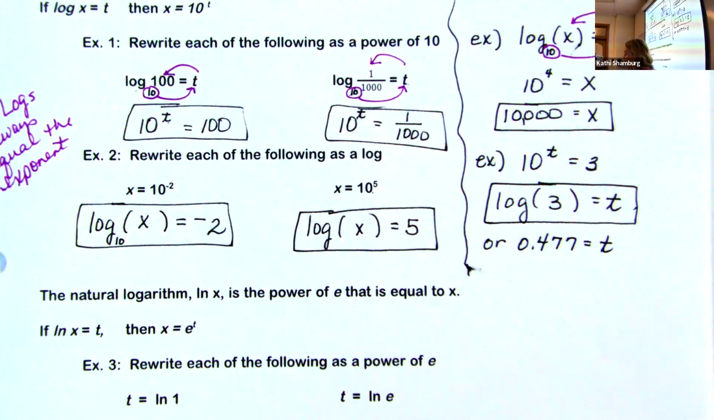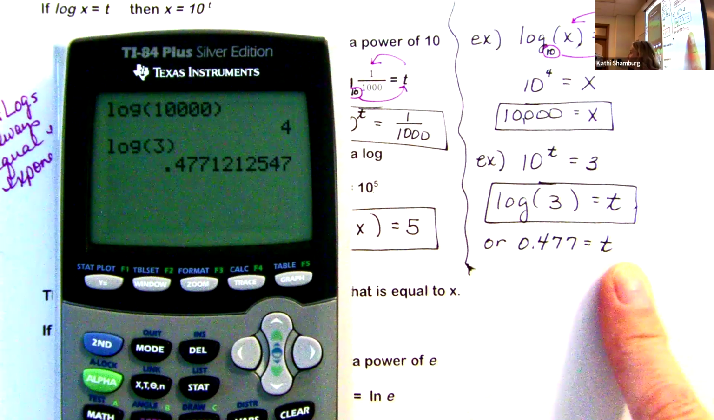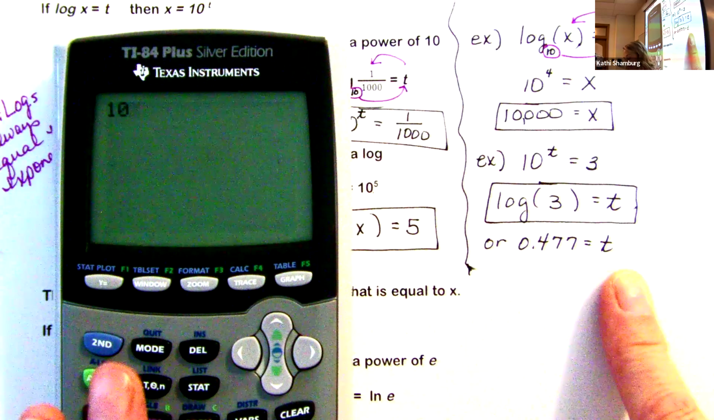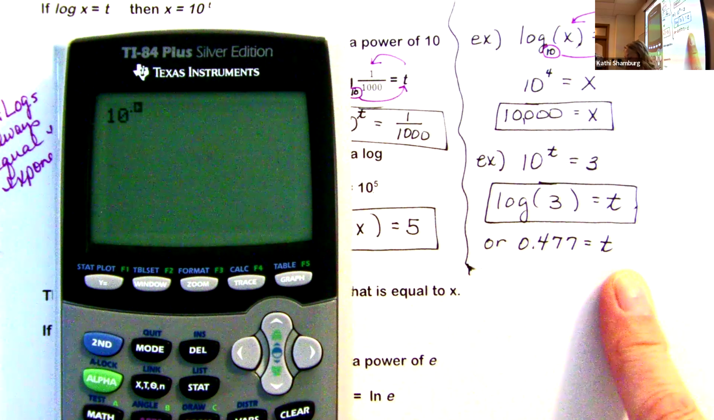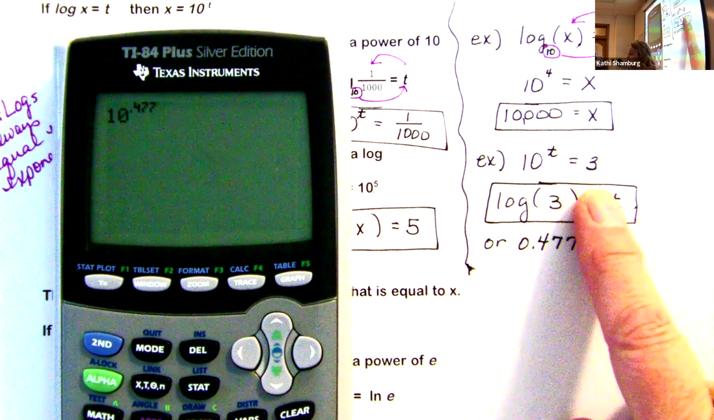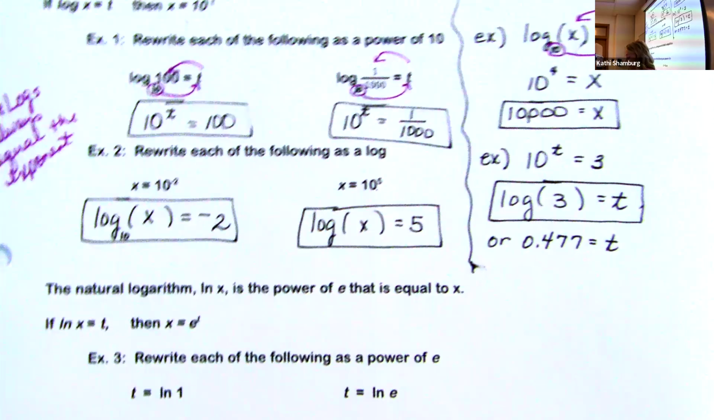So it just depends on how WebAssign wants it, so you're going to have to pay attention to the directions. What that means is we have found t, this exponent, to be approximately 0.477. So if I went to my calculator and did 10 raised to the 0.477, it should equal what? 3. Now, it won't be exact, because we rounded it, but it will be very close. And 2.999 is really close to 3, so we know we've done it correctly.